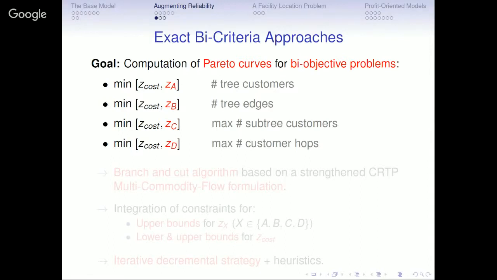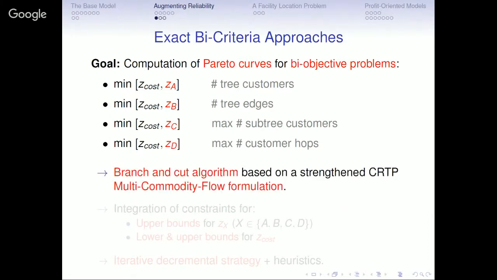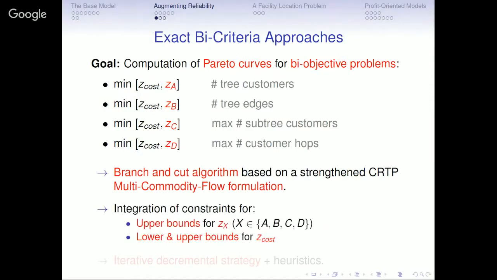So these bi-objective problems, we solved this to optimality. That's what we did in this work. And we come up with a branch and cut algorithm, which is based on a multi-commodity flow formulation. And there, multi-commodity flow, because you can integrate a couple of additional constraints. So if you then want to compute such a minimal set of efficient points, then what you need is you have to efficiently navigate through the solution space.